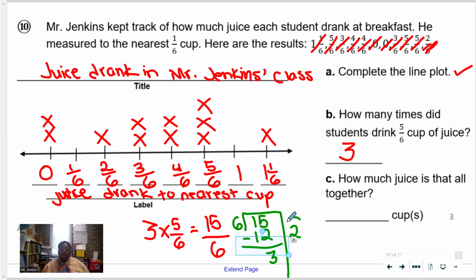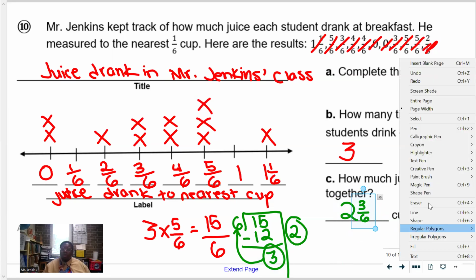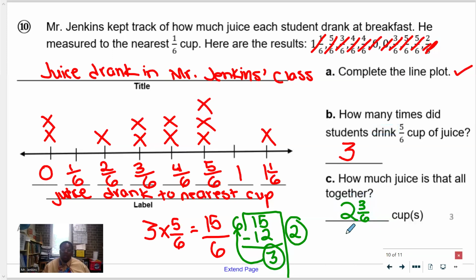So I've got 2 wholes. And this remainder that I have here, I'm going to make that into a fraction by putting it on top of my denominator, which is 6. So I've got 2 wholes and 3/6. Now, if you were to draw it out, which some of you like to draw them out, and I don't think that's a good strategy. You're going to make your shape, and since our denominator is 6, we're going to split them up into 6 pieces.